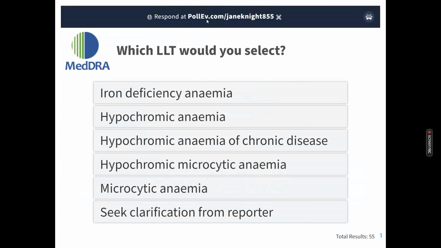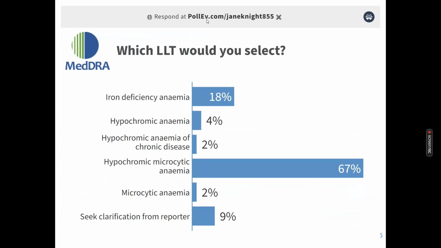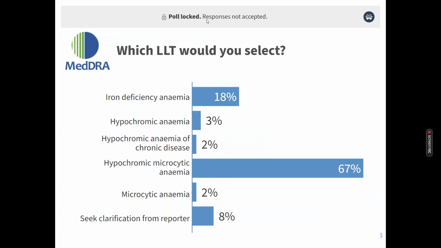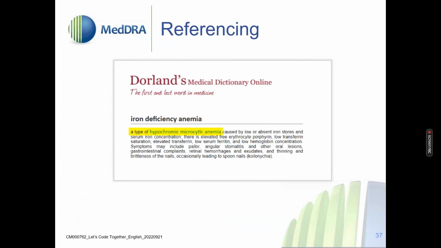So how are we doing? 55 people I see have voted. So where are the votes? Hypochromic microcytic is the most popular choice here by a long way. That seems to capture more of it, doesn't it? So that's the final decision. 67% of you want to code to hypochromic microcytic.